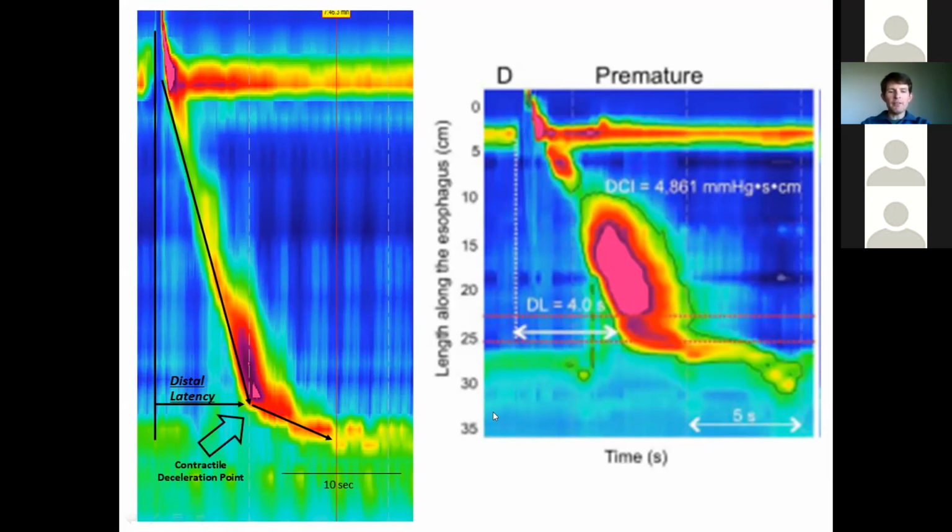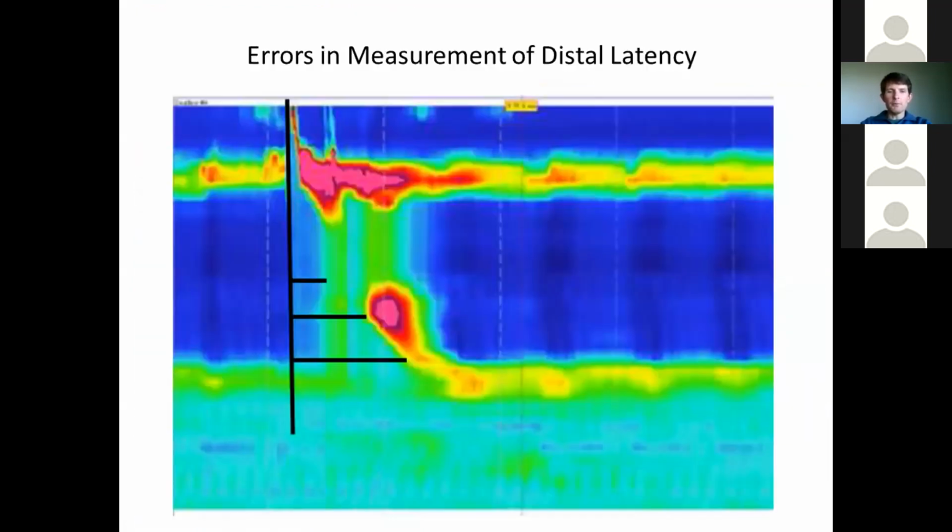This one on the left is actually normal. On the right side of the screen, there's a premature contraction. It's 4 seconds, so normal is 4.5 seconds or longer. And you can see the scales are slightly different. That's why you can't really compare the left and the right, but on the right, there's a premature swallow.